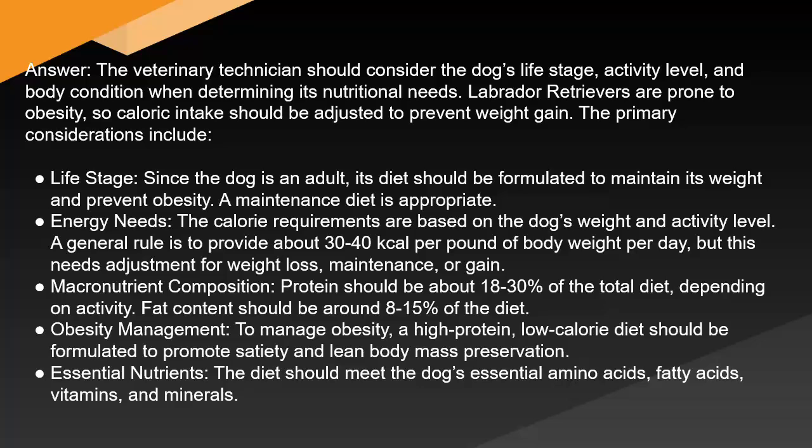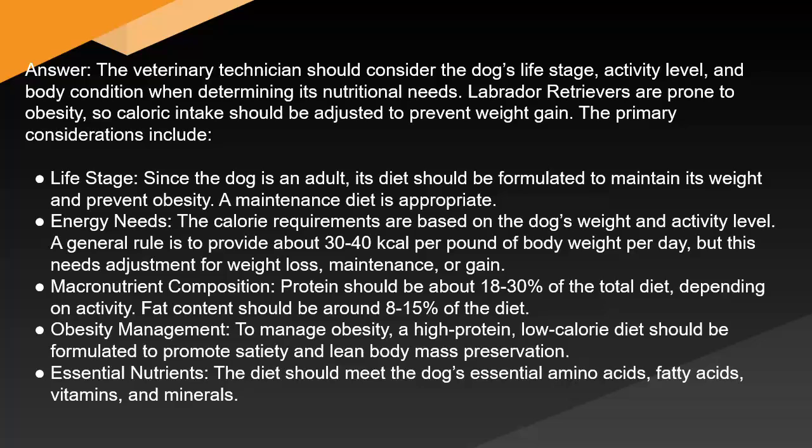Labrador Retrievers are prone to obesity, so caloric intake should be adjusted to prevent weight gain. The primary considerations include life stage. Since the dog is an adult, its diet should be formulated to maintain its weight and prevent obesity. A maintenance diet is appropriate. Energy needs: the calorie requirements are based on the dog's weight and activity level. A general rule is to provide about 30 to 40 kcal per pound of body weight per day, but this needs adjustment for weight loss, maintenance, or gain.